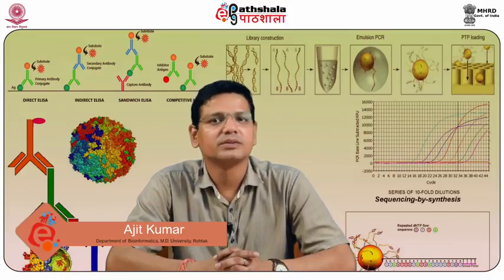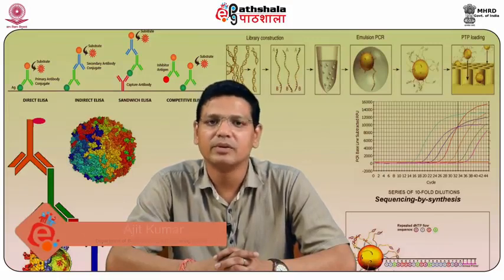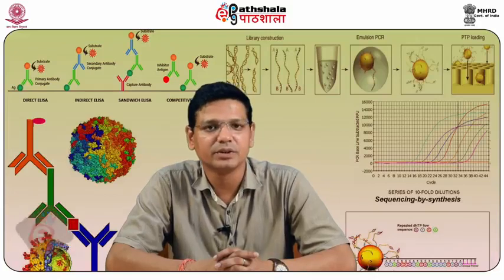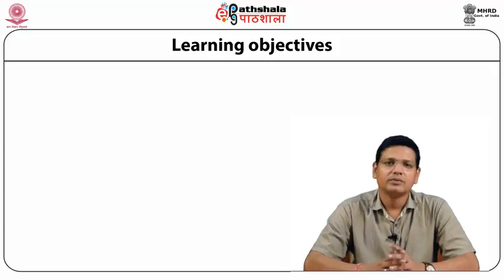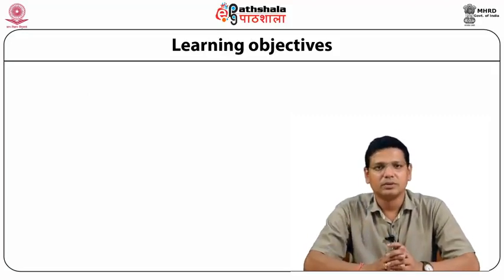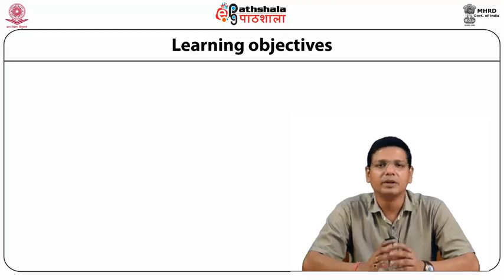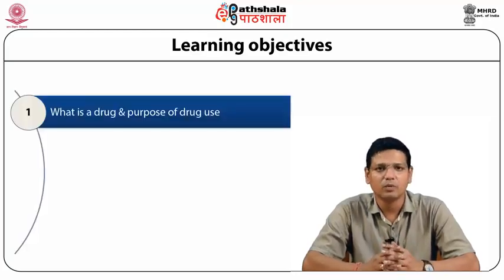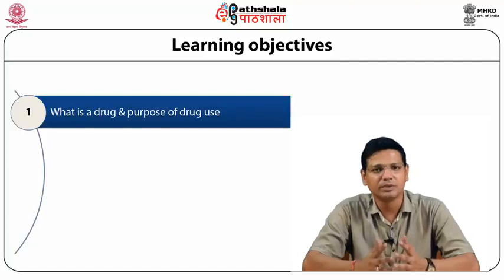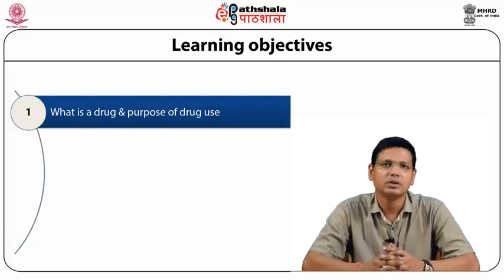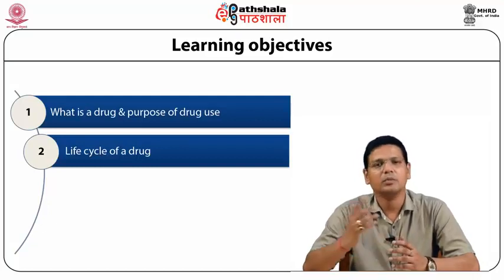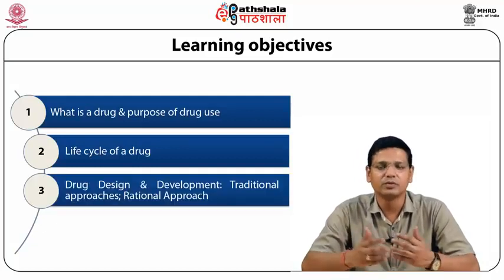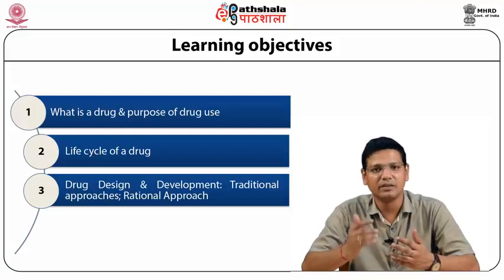Today we are going to discuss a module named Drug Discovery, Development and Risk Assessment under the paper Animal Cell Biotechnology. Today we are going to talk about the basic module where the major objectives will be knowing about the drug: what is a drug basically, what are the purposes of drug usage, what is the life cycle of a drug, and how many approaches we use for designing and developing a drug.